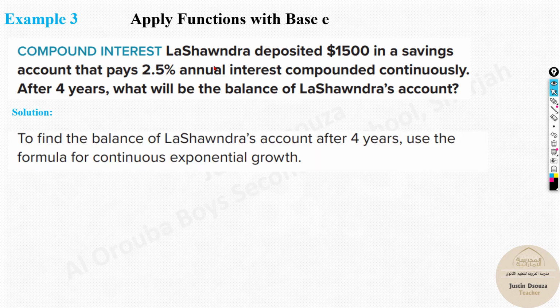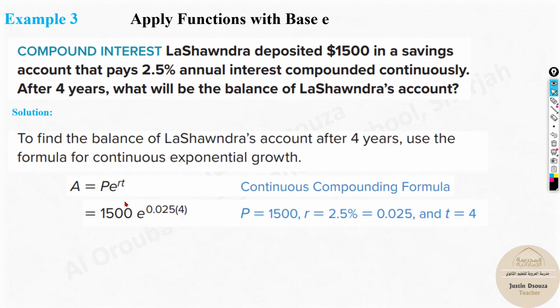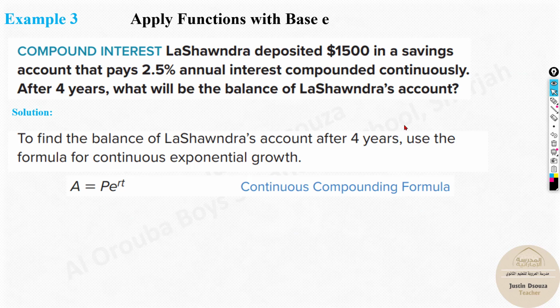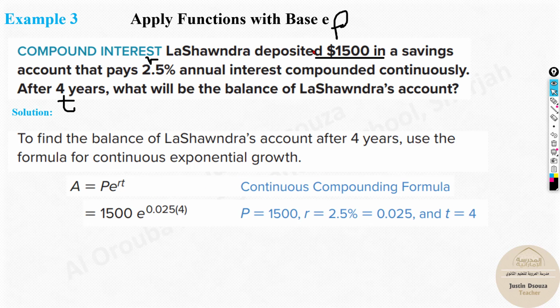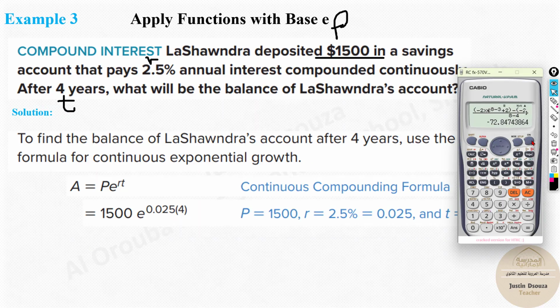We will be using the new formula, the continuous compounding formula. A equals P e to the power rt. P is the principal amount, e is Euler's number, r is rate, t is time. Over here, you know what P is. P is 1500. r is 0.025. t is 4. All you need to do is substitute: 1500 into e to the power 0.025 into 4. We will do it all in the calculator.